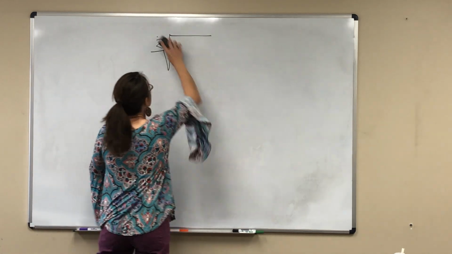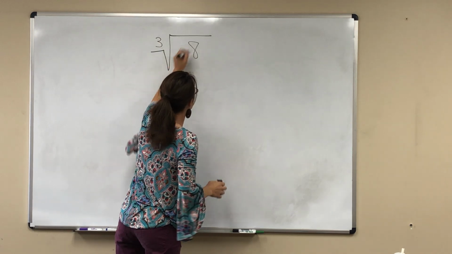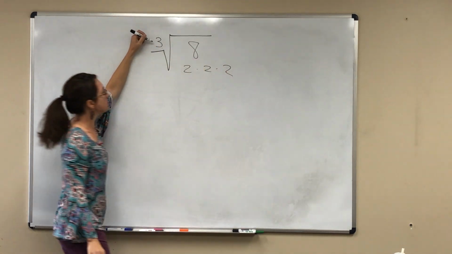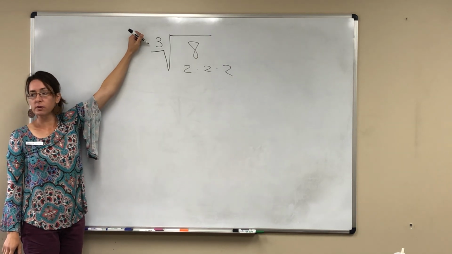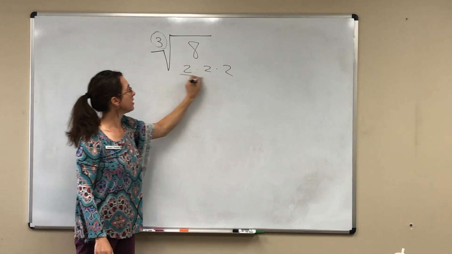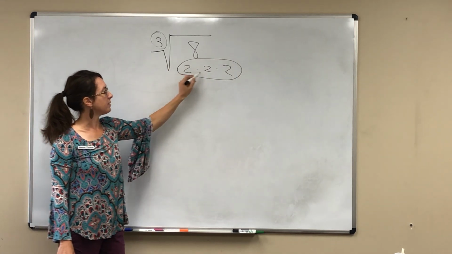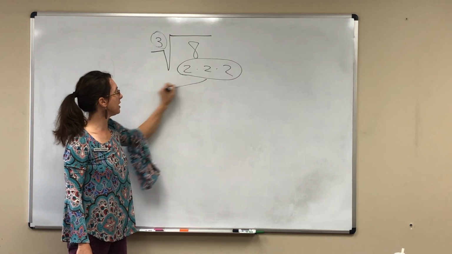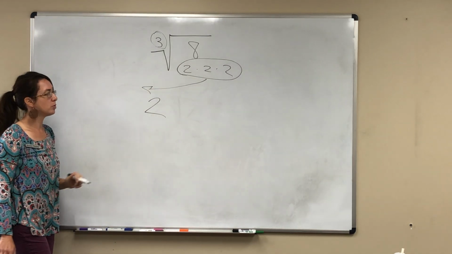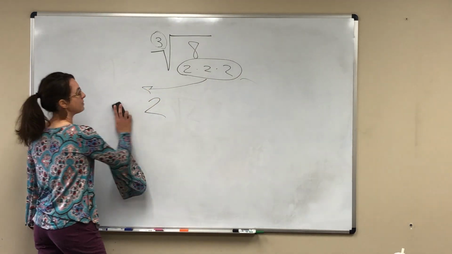If I have the cube root of 8, so we're back to our prime factors, it tells me I have to have groups of 3. Here I have a group of 3. This would be 2. I have 3 2s, so they get to escape. So the answer is just 2. Do I have anything left on the inside? No, nothing left on the inside.